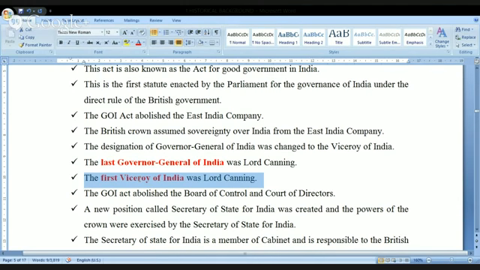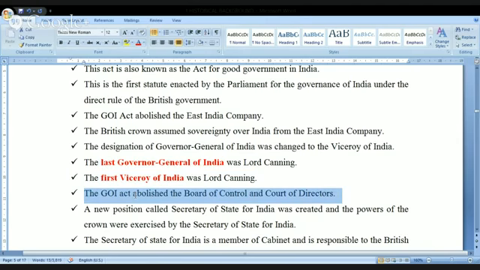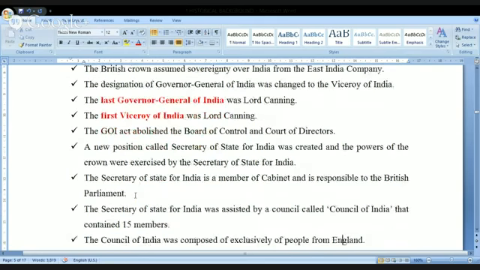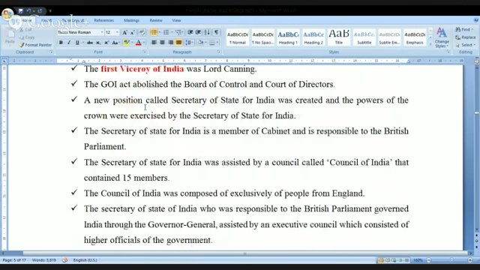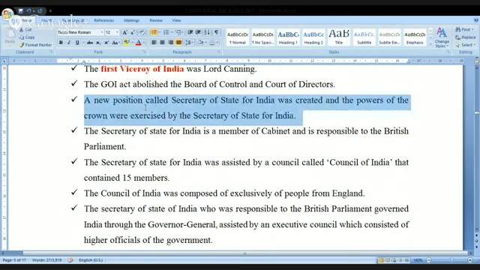Now, the next point. The Government of India Act of 1858 abolished the Board of Control and the Court of Directors. We have discussed these points, right? Kindly remember these names: Court of Directors for commercial activities and Board of Control for administrative purposes. Both were abolished by this act. Next point: a new position called Secretary of State for India was created, and the powers of the Crown were exercised by the Secretary of State for India.